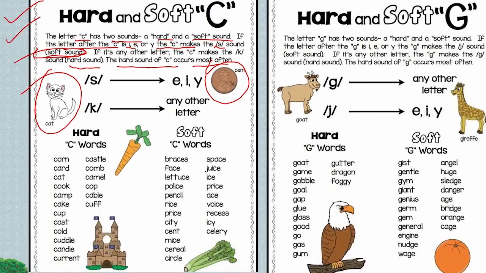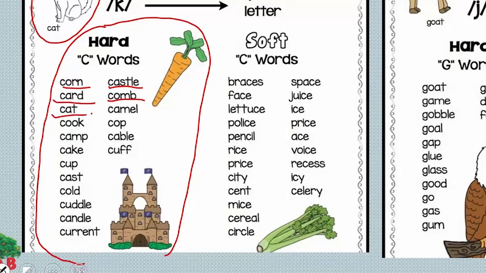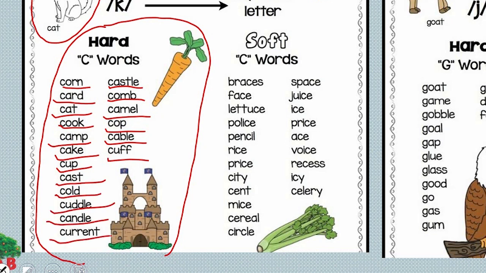Look at the examples here of the hard C sound. We have so many words here. Corn, castle, card, comb, cat, camel, cook, cop, camp, cable, cake, cuff, cup, cast, cold, cuddle, candle, current. K is the hard sound of C.